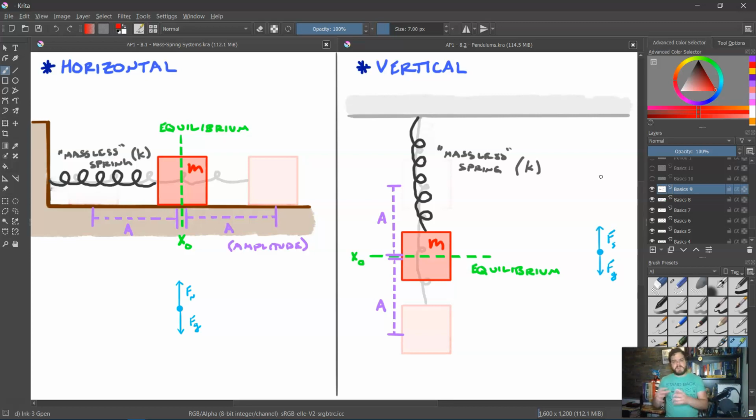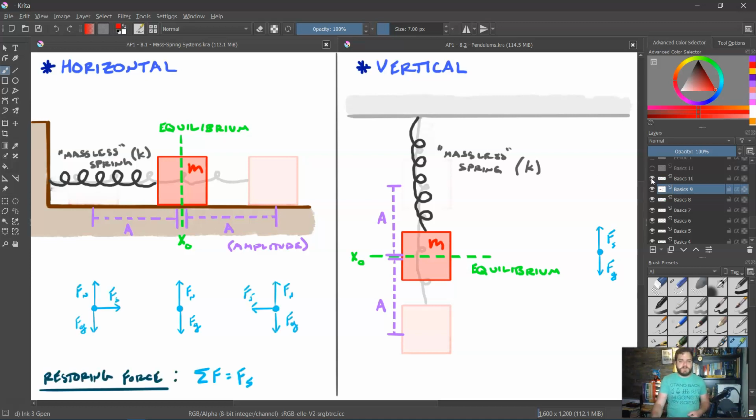But now when we start displacing these back and forth, we're going to start having a restoring force. So in the horizontal situation, that restoring force is going to be proportional to the displacement and opposite direction of that displacement, and that is going to be the spring force. If we pull the block to the right, it's going to have a spring force to the left. If we push it to the left, so we compress the spring, it's going to push back to the right. So this right here is that restoring force.